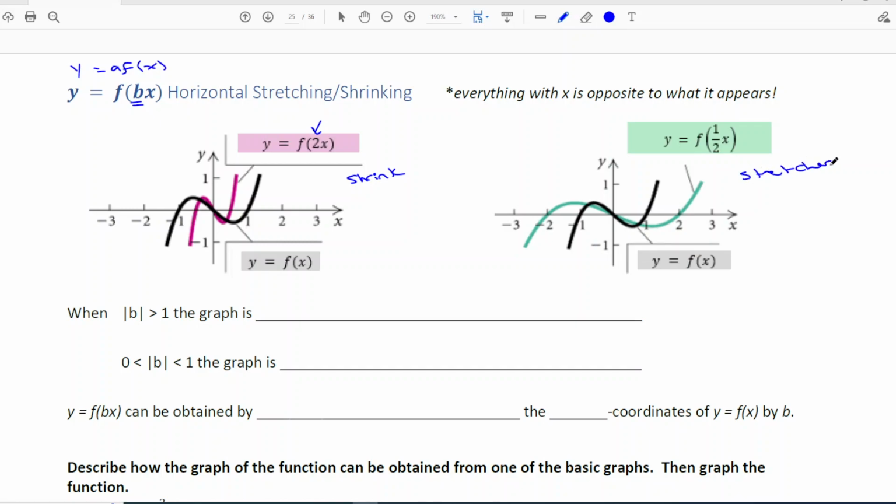So there's this weird thing that when the b value is greater than 1, the graph is horizontally shrunk. And when the b value is between 0 and 1, the graph is horizontally stretched.